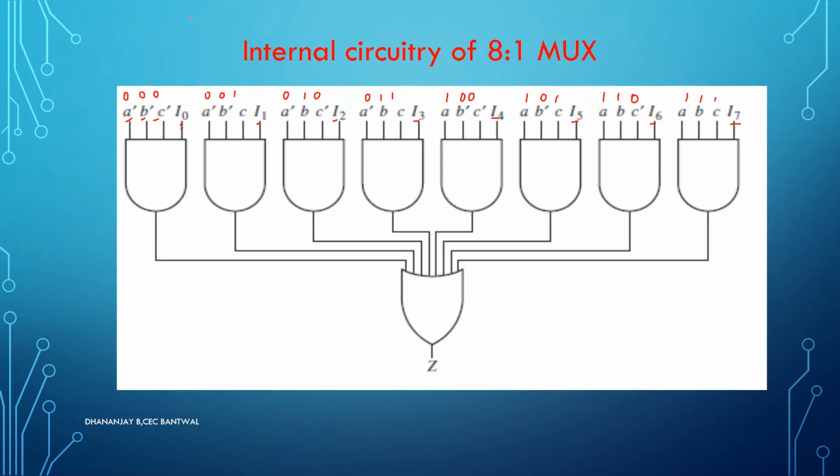When the control inputs are 0, 0, 0, I0 will be selected and I0 will be coming to the output side. When the control inputs are 0, 0, 1, I1 will be selected and I1 will be coming to the output side. When the control inputs are 1, 1, 0, I6 will be selected and it will be coming to the output side. Suppose it is a 4 is to 1 mux, then obviously I'll have 1, 2, 3, 4 and 1 OR gate, with only 2 control inputs and 4 data inputs. So the values of the control inputs decide which input should go to the output of the multiplexer. This is how your multiplexer generally works.